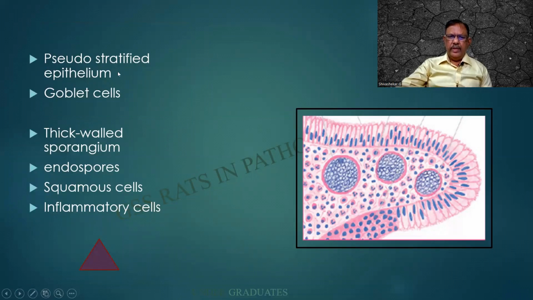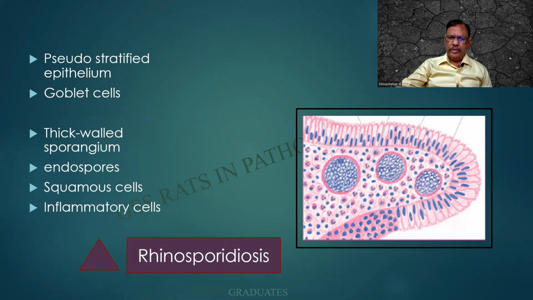So this is what we are seeing. A pseudostratified epithelium, then there can be the goblet cells, thick wall, sporangium, the endospores, then there can be the squamous cells over here. So it is a little tricky. If you go to your ENT books, they would have mentioned it as transitional epithelium. From one type of epithelium, it is getting changed to another. So it has got nothing to do with the bladder transitional epithelium. And then, of course, the inflammatory cells. The diagnosis is rhinosporidiosis. So we have seen two conditions. One is the inflammatory polyp, the other is rhinosporidiosis.